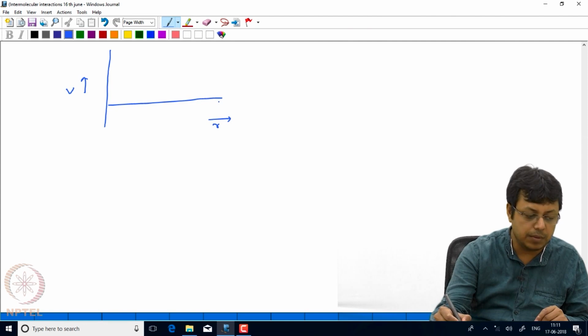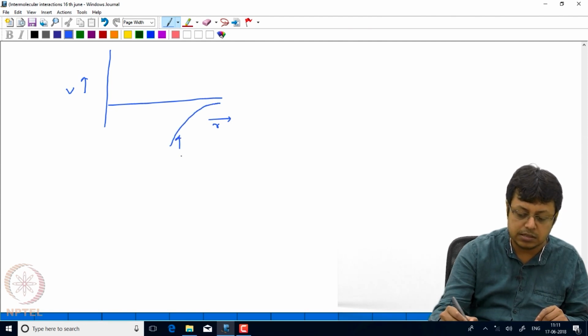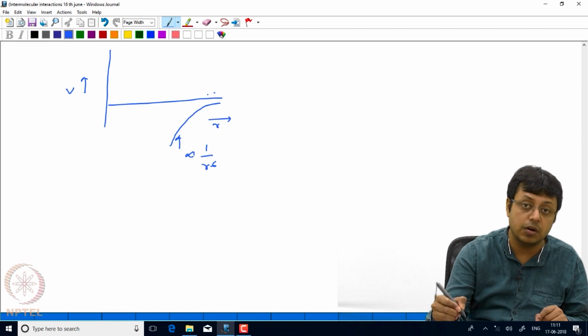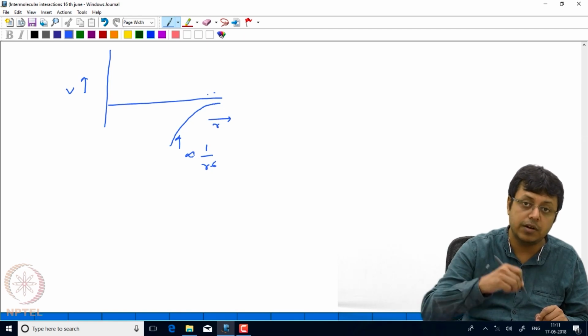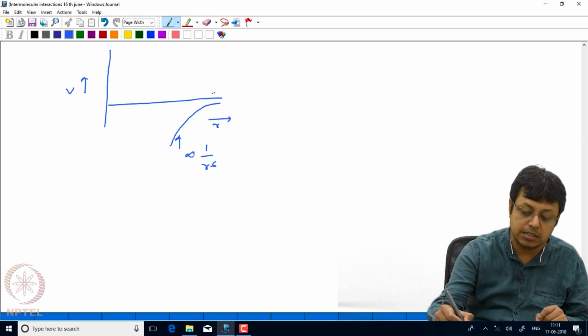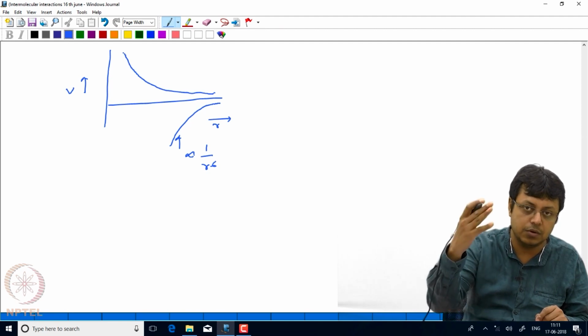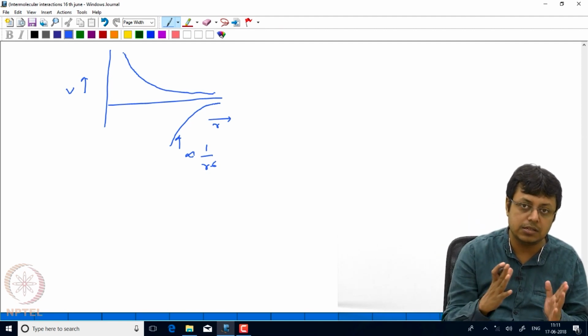So you will see that there will be a repulsive and an attractive interaction. The attractive one is a stiff function, because it goes as 1 over r to the power 6. The attractive interaction is a long range interaction, as you can see, it is 1 over r to the power 6, so it falls off much earlier, but the repulsion goes up only when the molecules are too close.